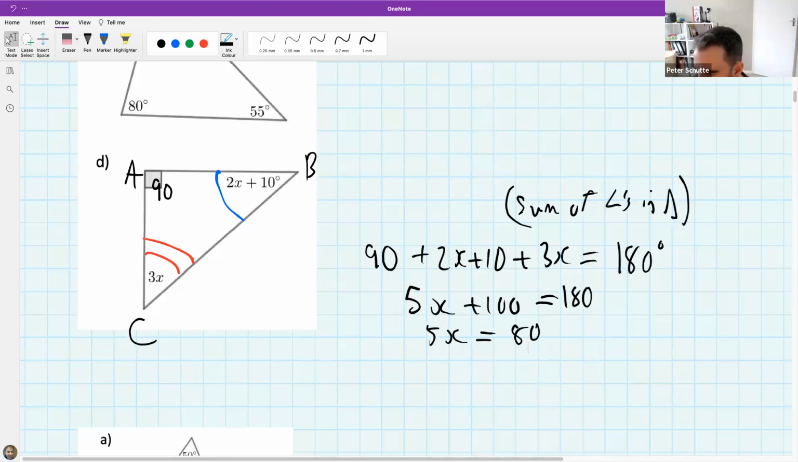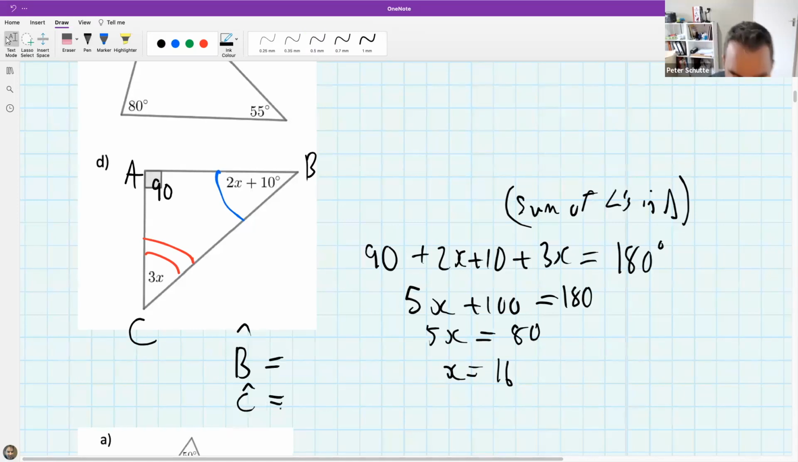Yeah, I see lots of students are saying that x is 16. And I agree, because if I divide both sides by 5 here, I get 16. Now, what is the size of angle B going to be? And what is the size of angle C going to be? That's what I want to know next.